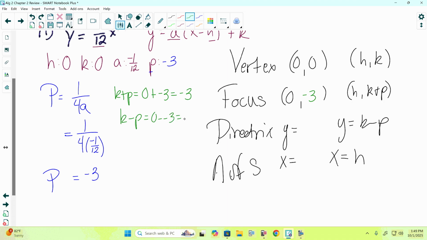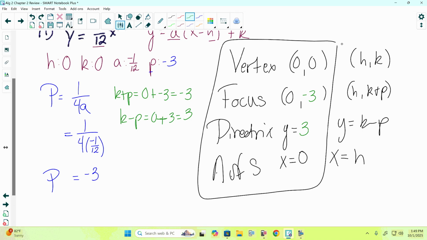So we'd have 0 minus negative 3. We can plug that in a calculator: 0 minus negative 3, enter. Negative and negative is going to make a positive. So 0 plus 3 is 3. We replace k minus p with 3, k plus p with its value, negative 3. The axis of symmetry is x equals h. Well, h is 0. That's it.